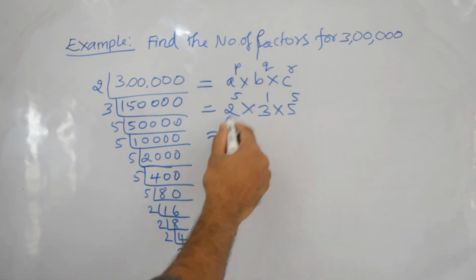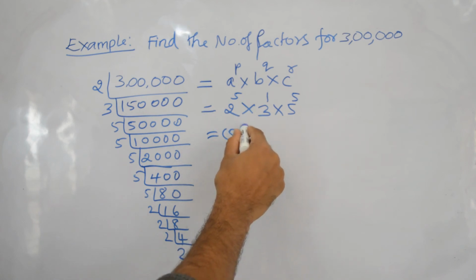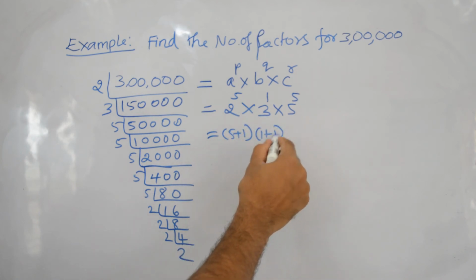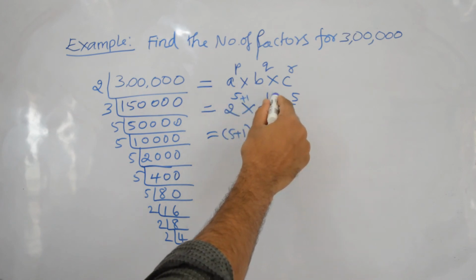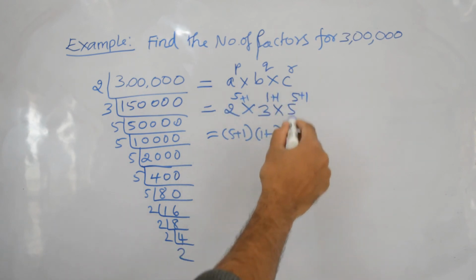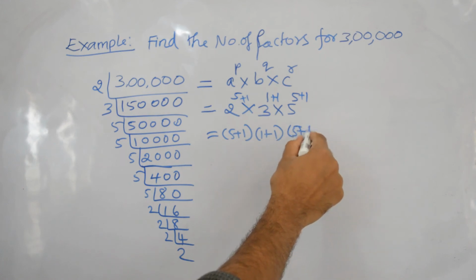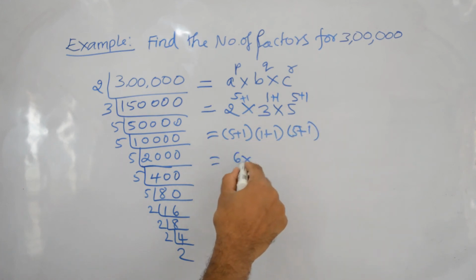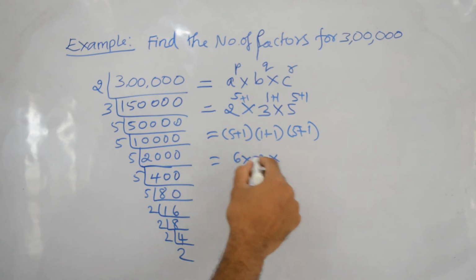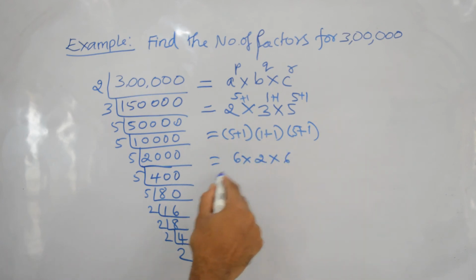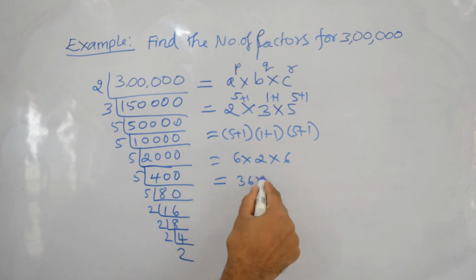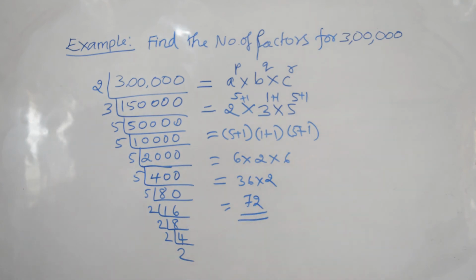After expressing it in this form, we add 1 to their respective powers and multiply them to get the number of factors: 5 plus 1 into 1 plus 1 into 2 plus 1, that is 6 into 2 into 3, which is 36 into 2, giving 72. So the total number of factors of 3 lakh is 72, and it is an even number. That's why 3 lakh is not a perfect square.